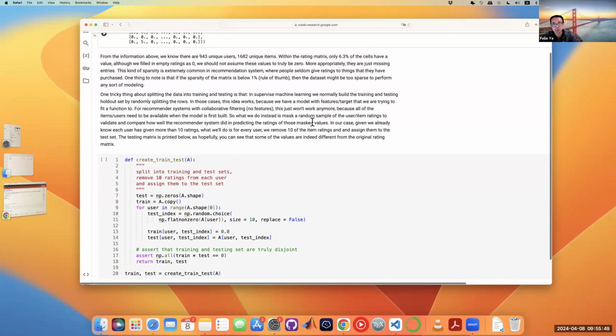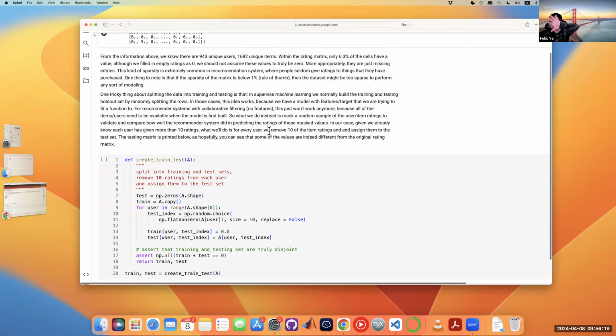So what we do instead, and this is very important, is we mask a random sample of user items to validate and compare how well this recommender system did in predicting the ratings. In this case, for each user, we find that they all have more than 10 ratings. So for each user, we will remove 10 of the item ratings and assign them to be a test set.